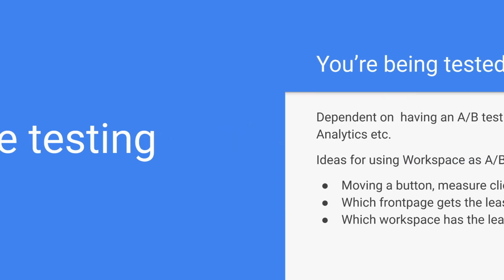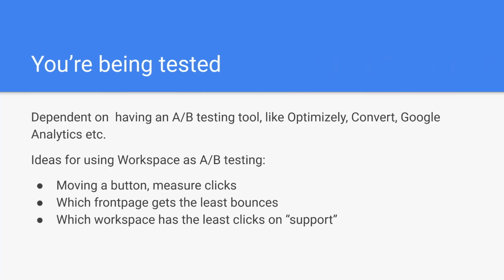So what other things can we do? This kind of gets more complicated. Experience testing. So you're being tested. What else can we do? So we delivered a different version of the site to an anonymous user with previews, for example. Well, what if we split up our audience and we sent one of them one workspace and one of them was on a live site? So we can effectively do an A/B test here.